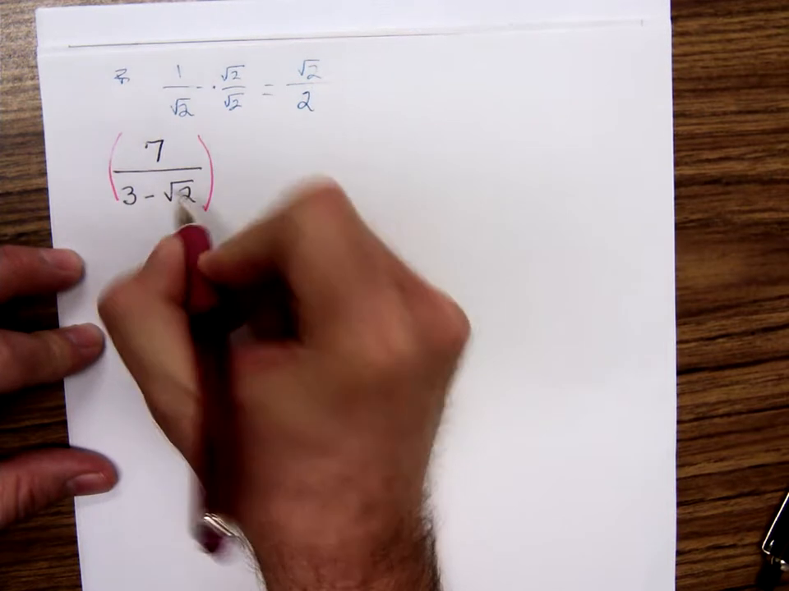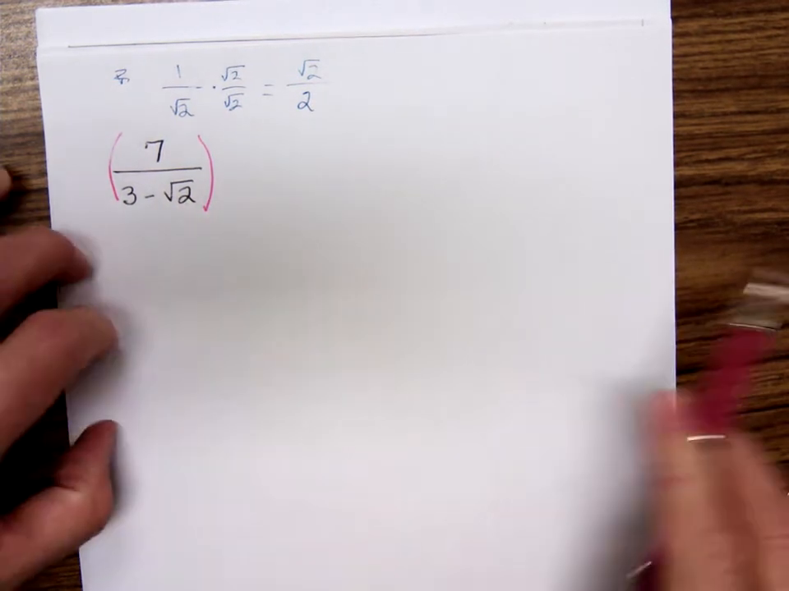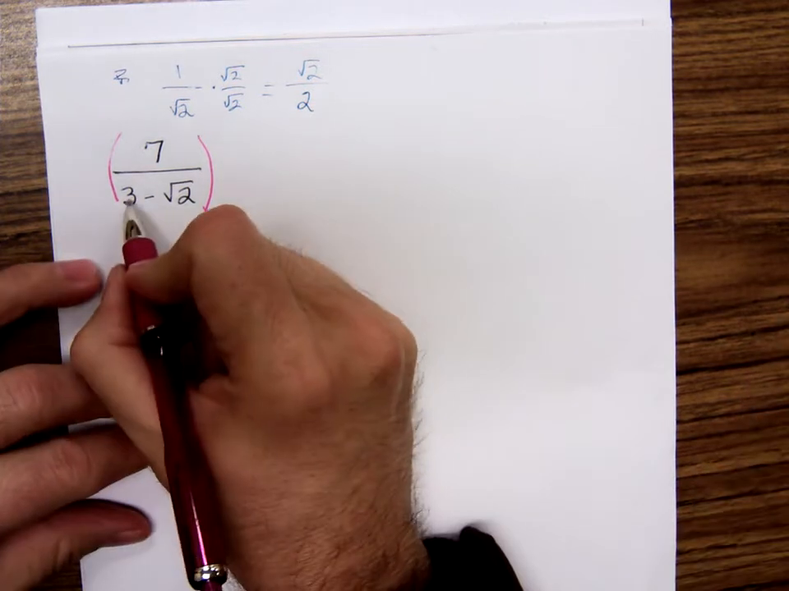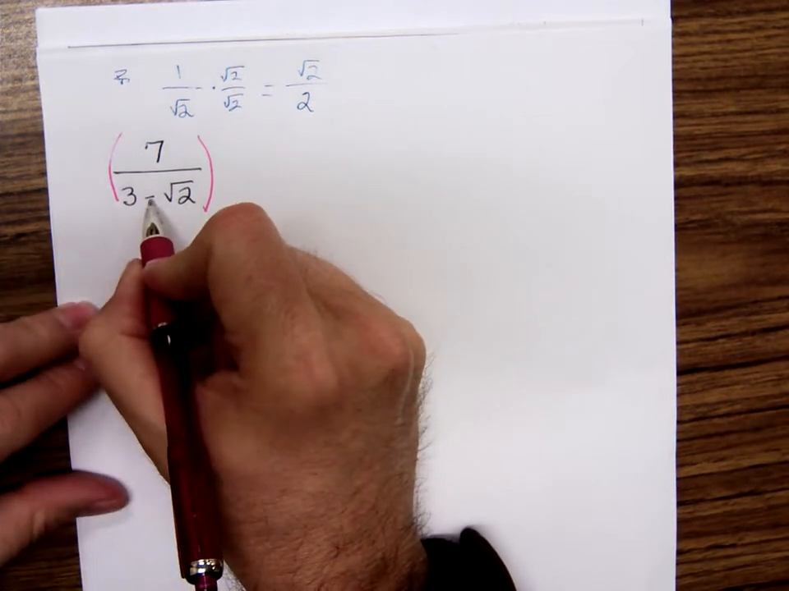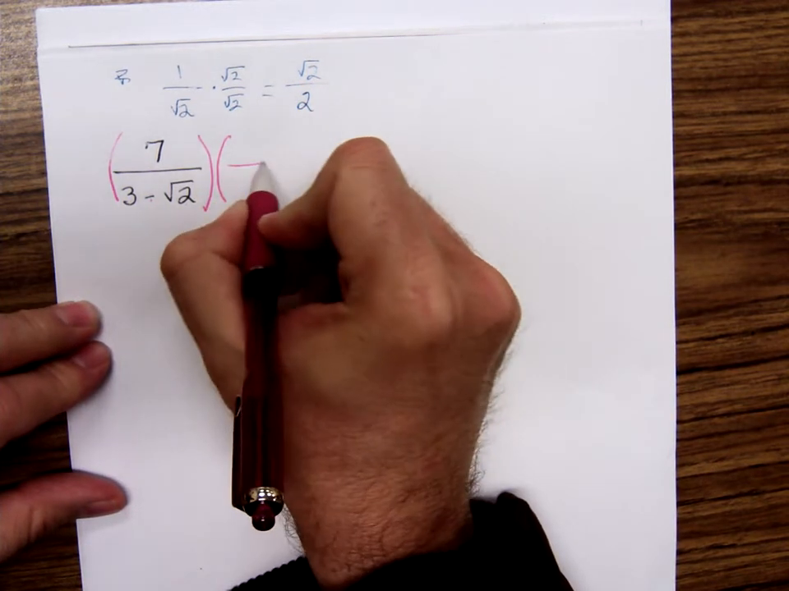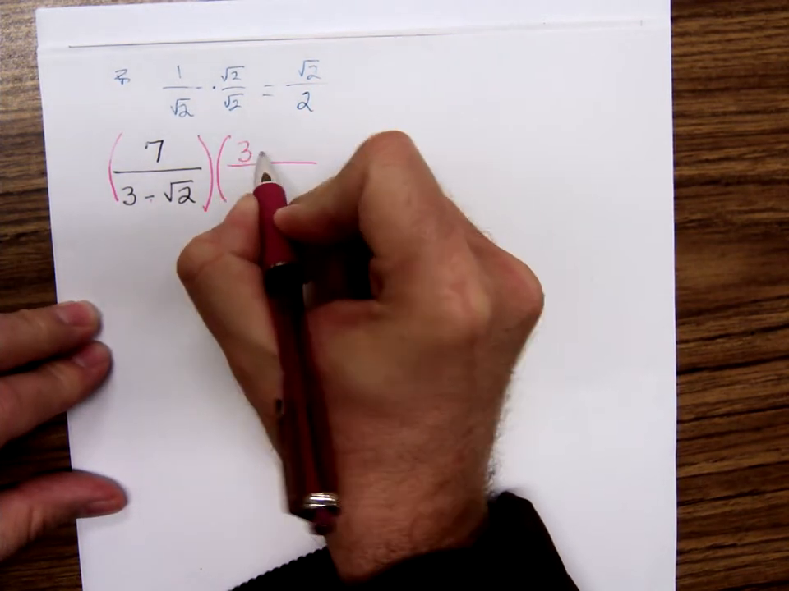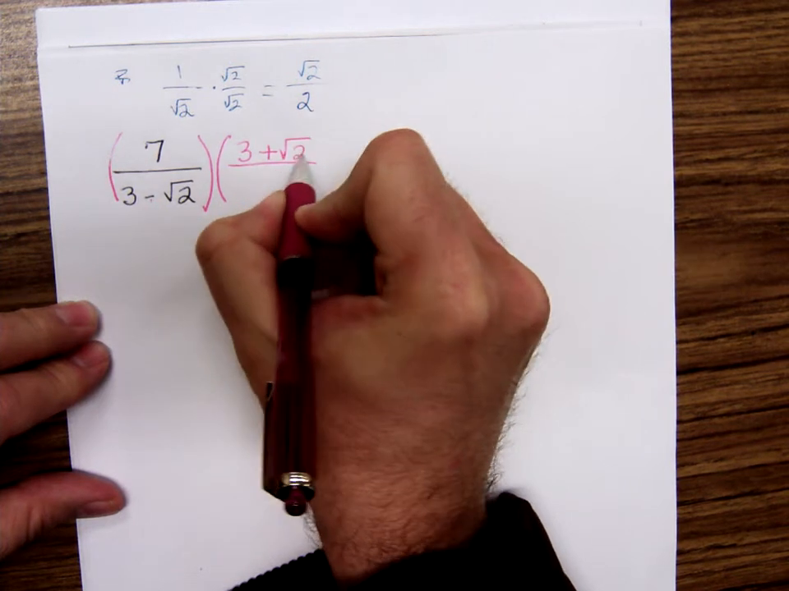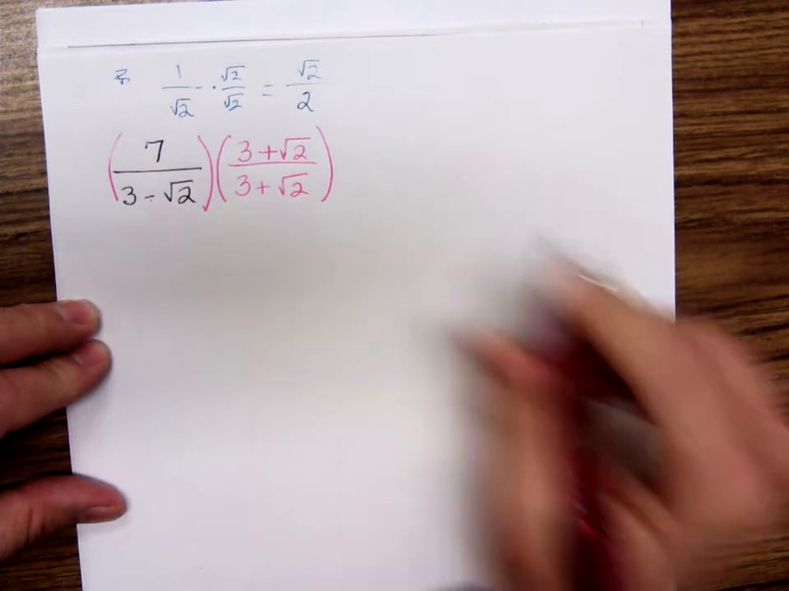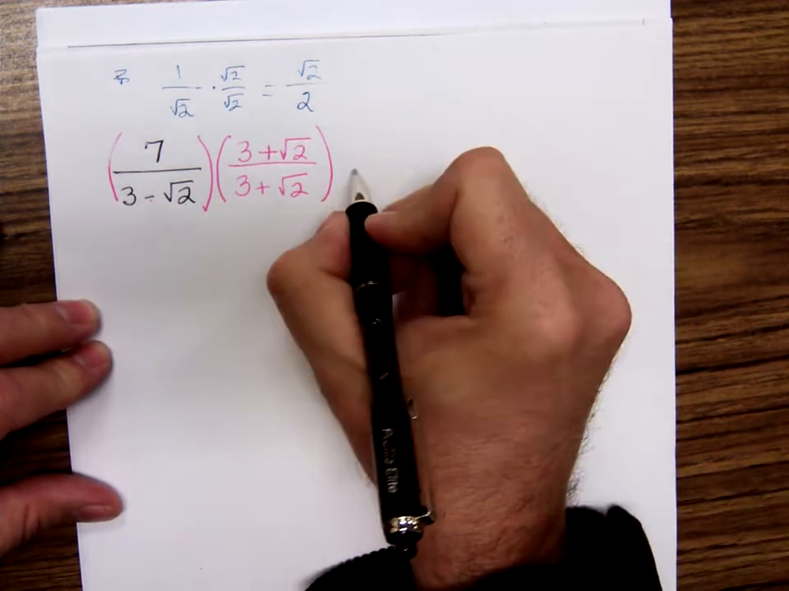To rationalize a denominator when there's two terms down there, you multiply above and below by the conjugate of the denominator, which would be 3, change the middle sign, square root of 2. So what I'm doing right here is multiplying above and below by what's called the conjugate of the denominator. And look what happens when we multiply that out.